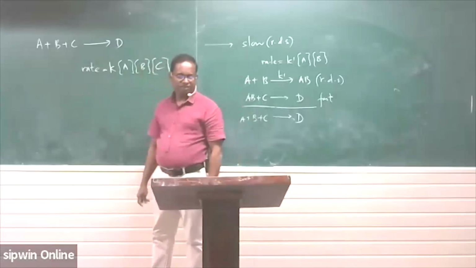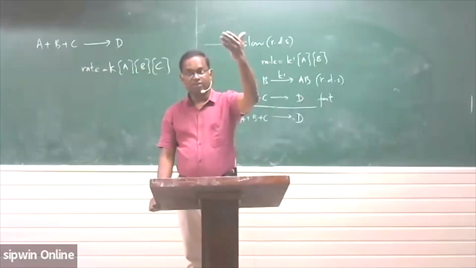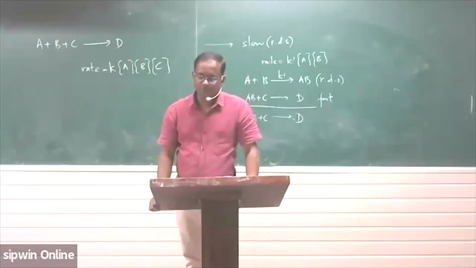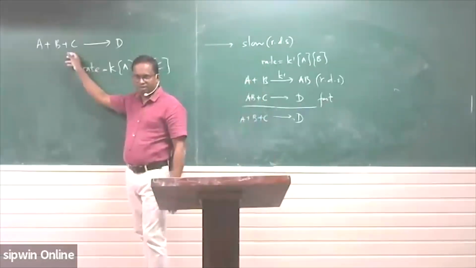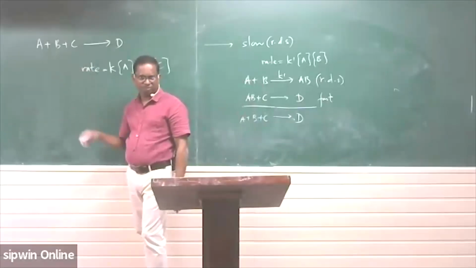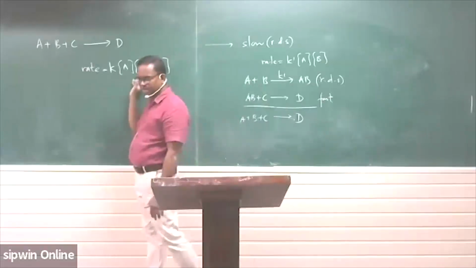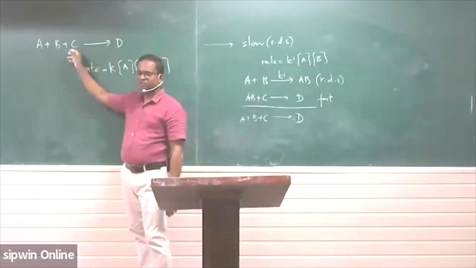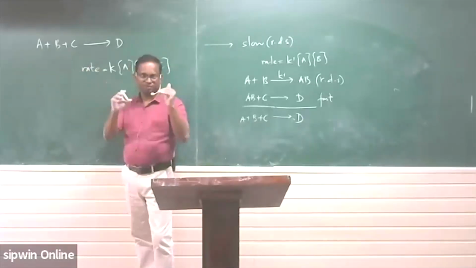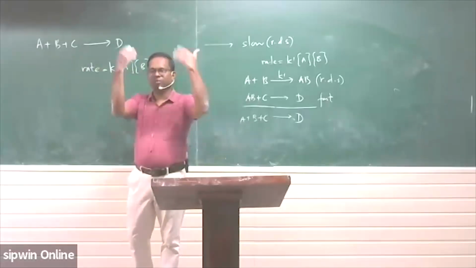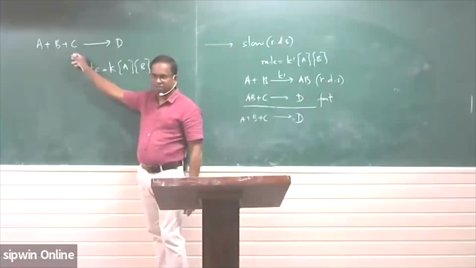What do you say? A and B may be in the rate determining step or can be in a step before the rate determining step, in a pre-equilibrium. But C is definitely after the rate determining step. If C is not there, only A and B, it means C is not involved in the rate determining step or in a fast step before the rate determining step. C cannot be before it.